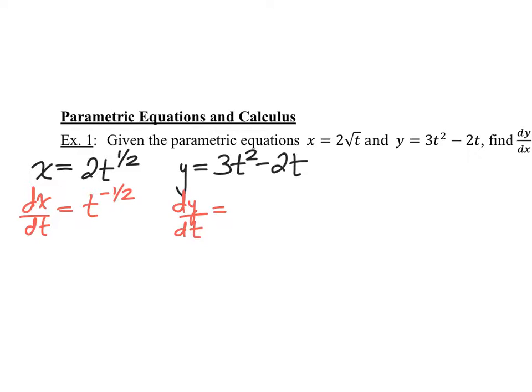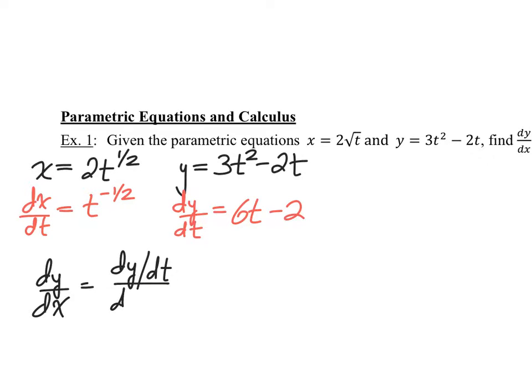All right, and what about 3t squared minus 2t? 6t minus 2. Exactly. So I just need dy/dx, which is dy/dt over dx/dt.